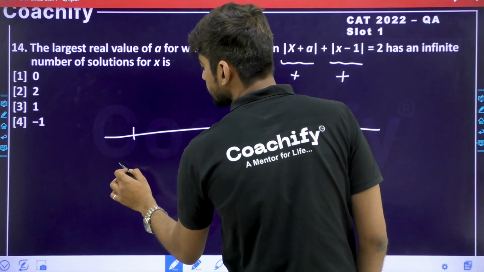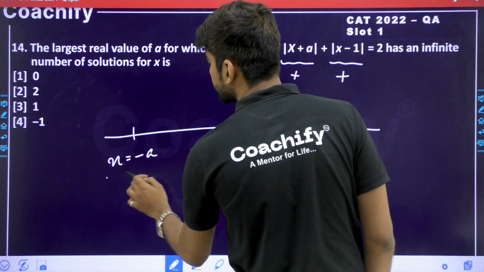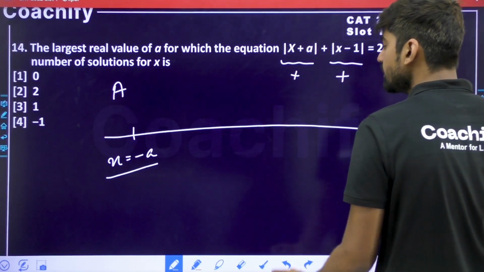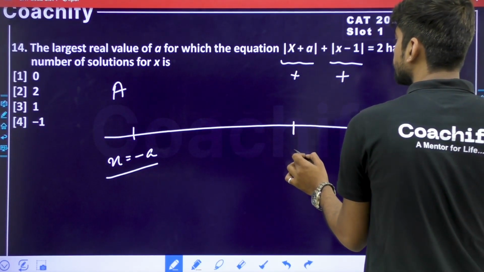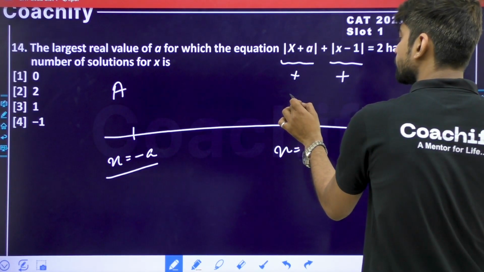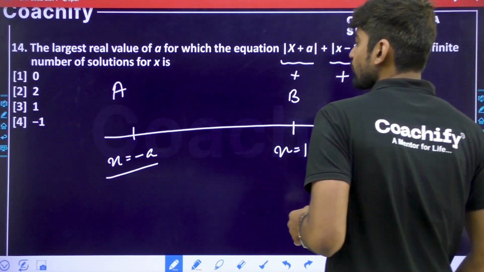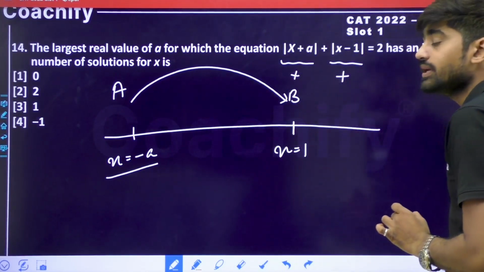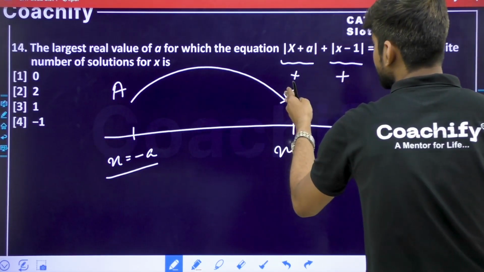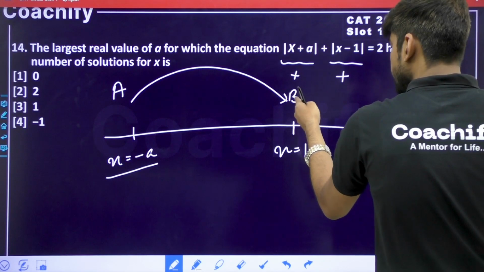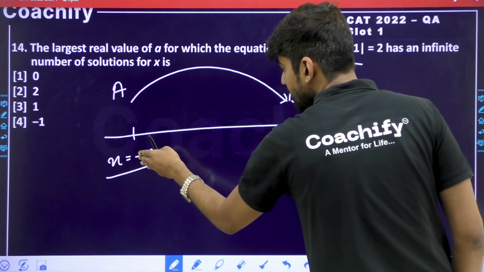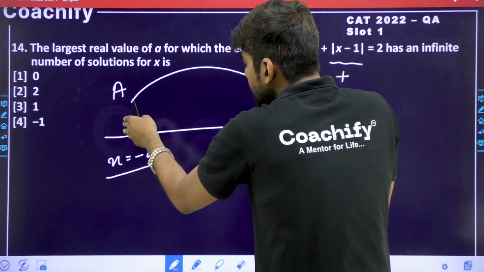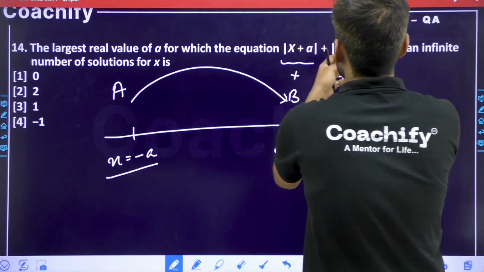That means I have 2 friends. The one is standing at x equals minus a. Let's say the name of this friend is A. I have another friend who is standing at x equals 1. The name of this friend is B. Now, if A travels this distance and meets B, the distance traveled should be equal to 2. Or if B travels this distance and meets A, again this distance should be 2. And if they both travel and meet somewhere in between, again the distance traveled should be equal to 2.